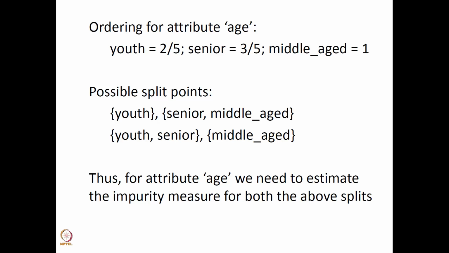What this essentially means is that we have 2 possible split points: youth along one branch and senior and middle-aged along the other, or youth and senior along one branch and middle-aged along the other.